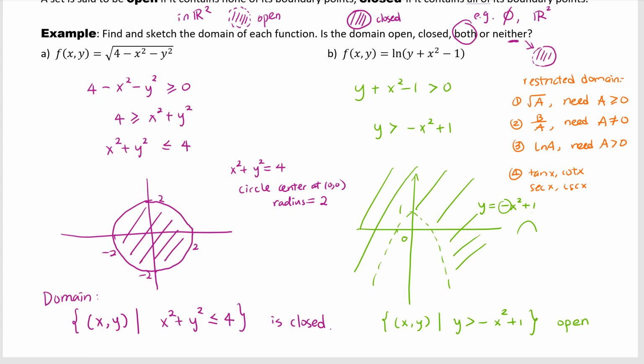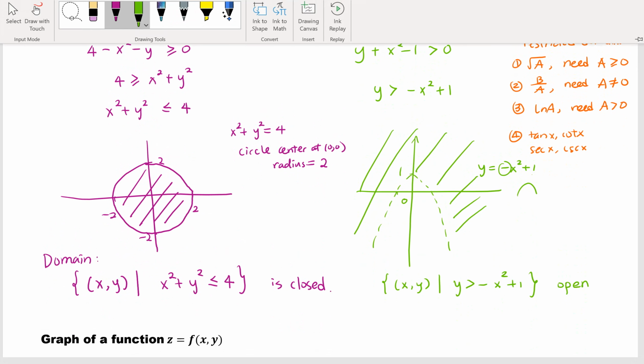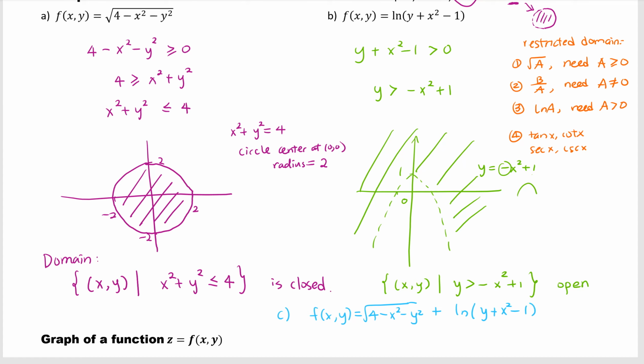Alright. So sometimes you might have several conditions, so you might need to combine them. For example, I can just make up a problem. Oh, I don't have enough space here, but I can simply make one up. Let's say part C: f of x, y is the square root of 4 minus x squared minus y squared, this is our part A, plus ln of y plus x squared minus 1. Well, this just combines A and B together.